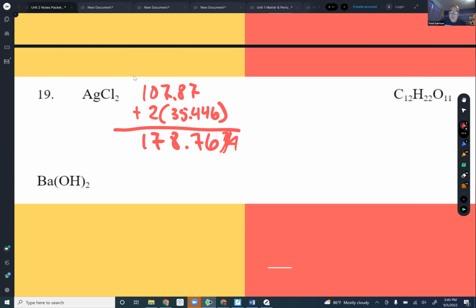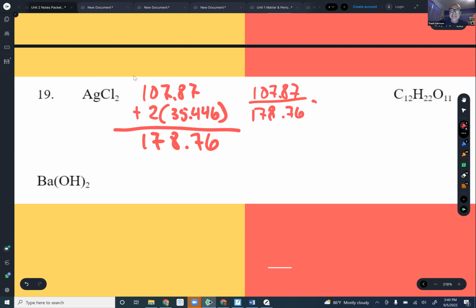Now, here's what we got. That's the molar mass. What we're given the task of is to find the percent composition. So let's go for silver. It's easier. It has only one value already written down for it. So 107.87 divided by 178.76, and we would get 0.6034. And it looks like we would actually use a 5th digit, a 3.